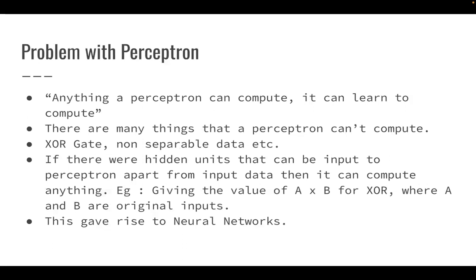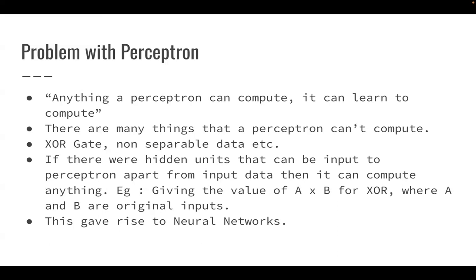So let's start with what were the problems faced by perceptron? So perceptron has a property that it can compute anything that is computable. However, there are several things that are not computable. For example, in the case of XOR gate, given an input A and B, perceptron can't converge with any decision boundary. However, suppose we are able to give additional input to perceptron with the value of A dot B. Now the perceptron with these three inputs is able to converge. So giving an additional input is the whole idea behind neural network.